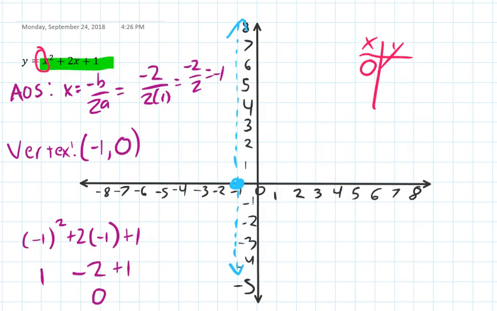Plug in 0. It's going to be 0 plus 1. I get 1. So I have the point 0, 1. By mirror symmetry, I also must have the point negative 2, 1. Just for the fun of it, I'm going to plug in another number, like 1. If I plug in 1, I get 1 squared plus 2 times 1 plus 1. It comes out to 4. I have the point 1, 4. By mirror symmetry, I also must have negative 3, 4. So I know my parabola must look something like this.